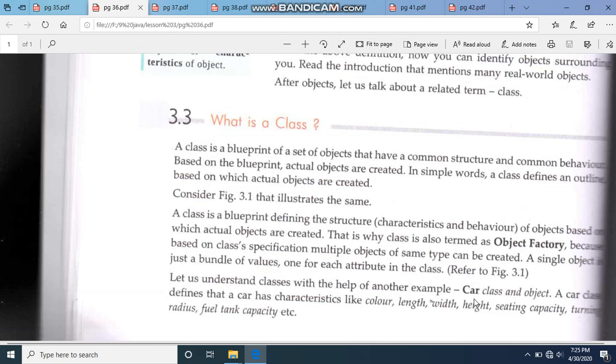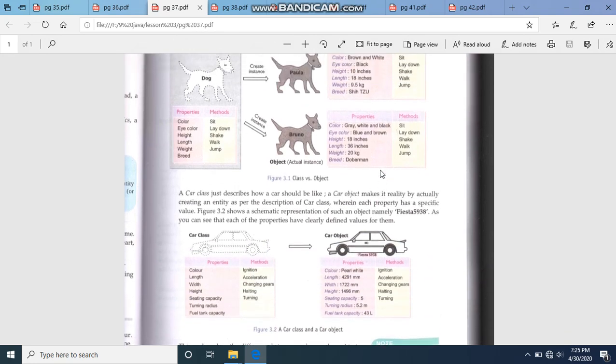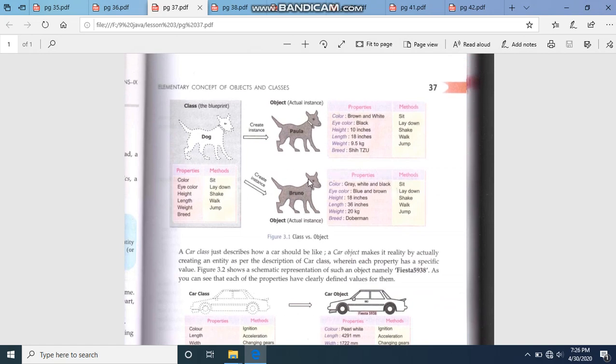Now this is another example, of a car as an object. Let's see what is there. First is the dog. Now see, this is the dog class. Using the same properties and methods, we have created two actual objects. One is Paula and one is Bruno. If you see, both have the same characteristics, but the values given to them are different, right? Methods are also going to be the same.